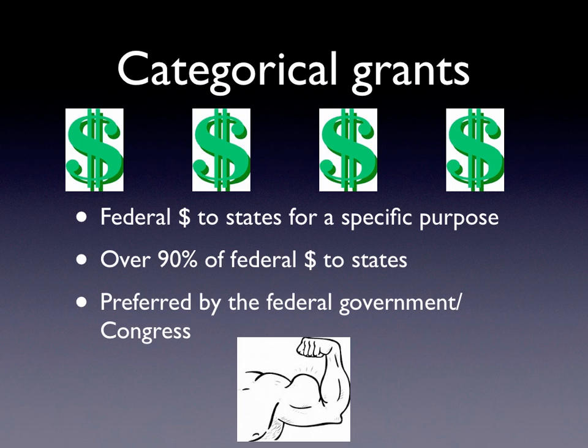Over 90% of money that the federal government gives to states comes in the form of categorical grants. Why would Congress and the federal government prefer categorical? Well, we just said it, because they get to tell them what to do with that money. So they get to tell them exactly what to use it for, so it's money for a specific purpose. Again, it gives the federal government more power.